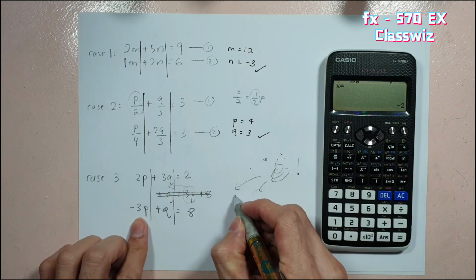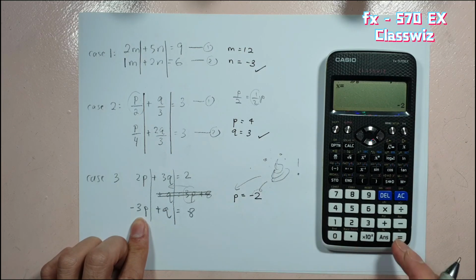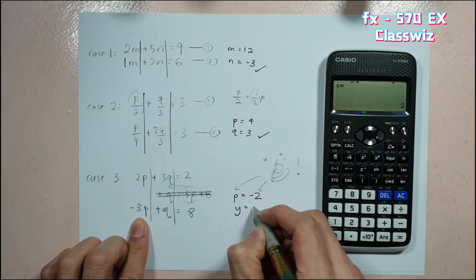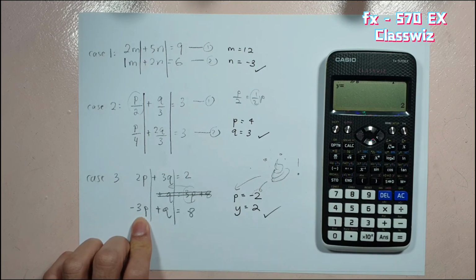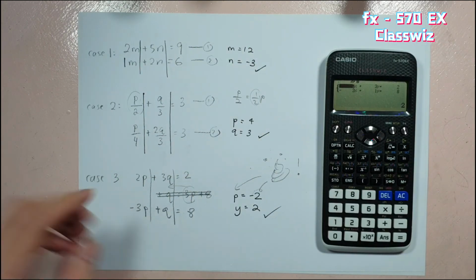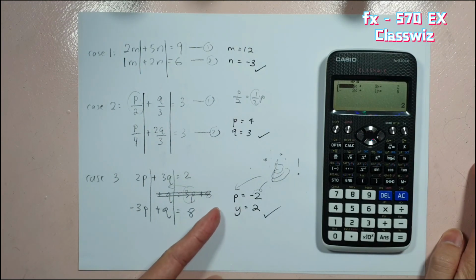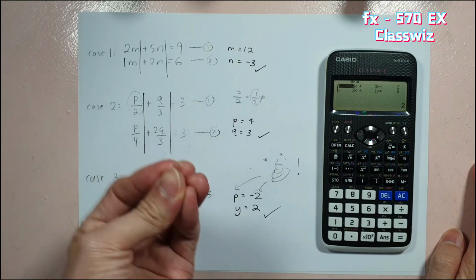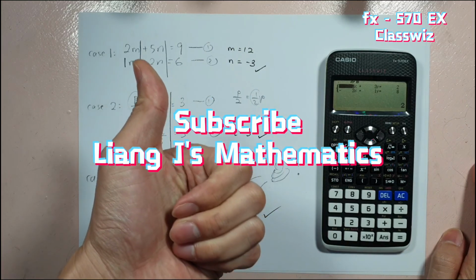So you get your X means P. Equal again. Y equals to 2. Okay? Fantastic. So that's how you use your Classwiz latest version of calculator to hack your answer. Not to say hack, but to check answer. Okay? Nice. Bye.